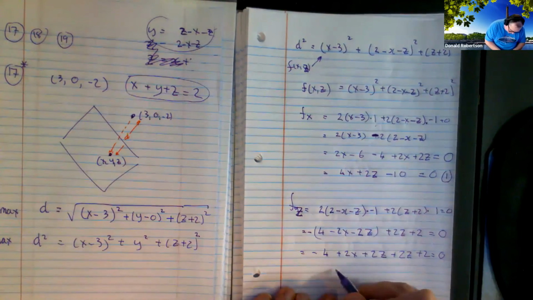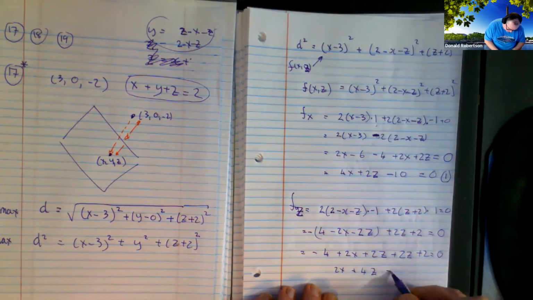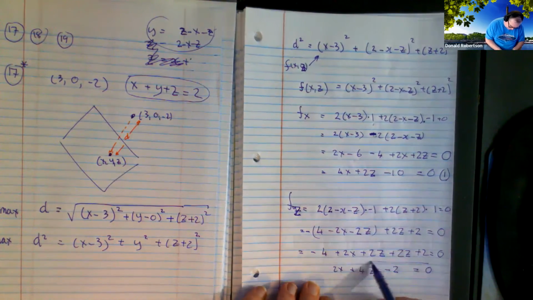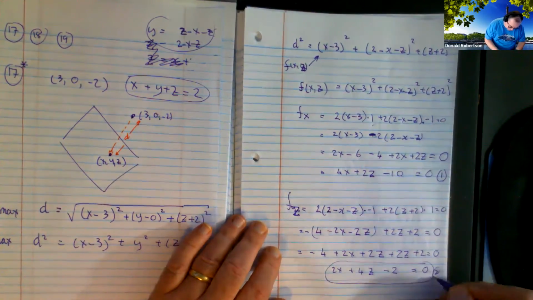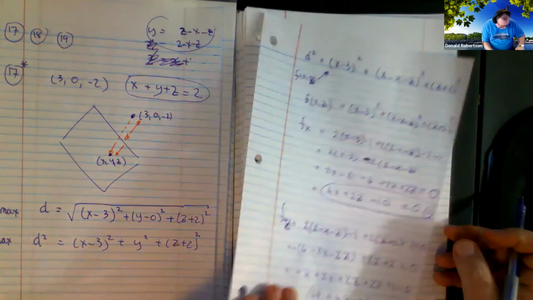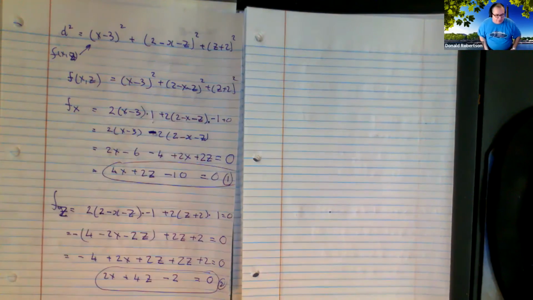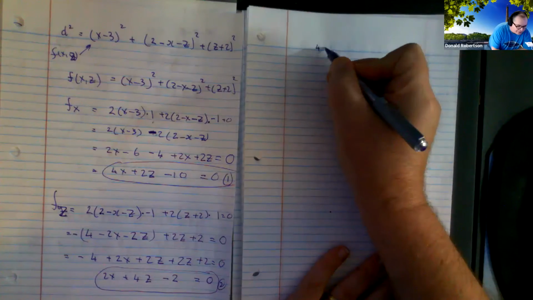And what do I get? I get 2x, I get 4z, and I get a negative 2, and that equals 0. And I'll call that equation 2. So we are essentially looking for critical numbers, aren't we? And so I need to find out when these 2 partial derivatives are 0 at the same time. I'll just write them next to each other.